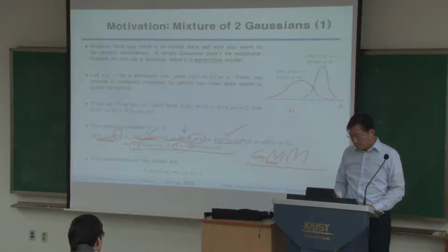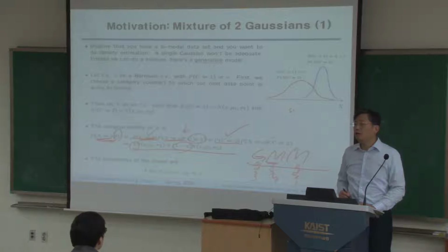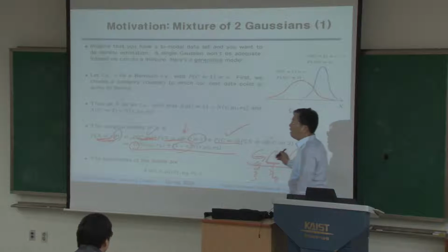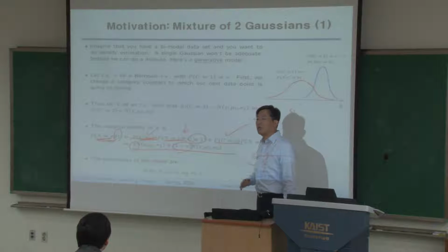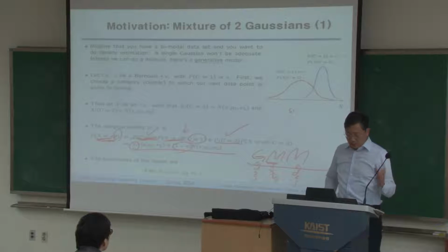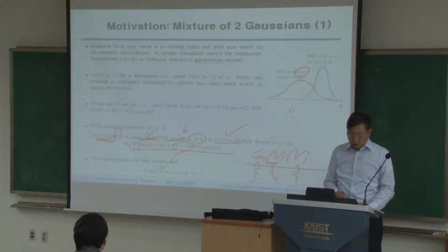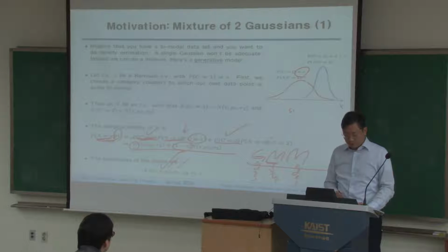Okay, and here I have mixed two Gaussians. In general, I can mix m Gaussians. Okay, and what are the parameters in this case? Pi, the probability of choosing the red one, the mean and variance of the first Gaussian, and the mean and variance of the second Gaussian. That's the parameters.